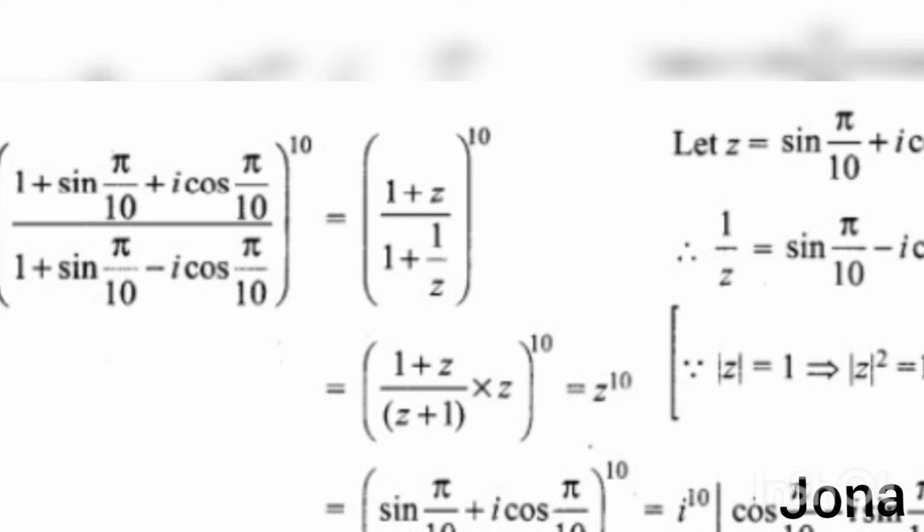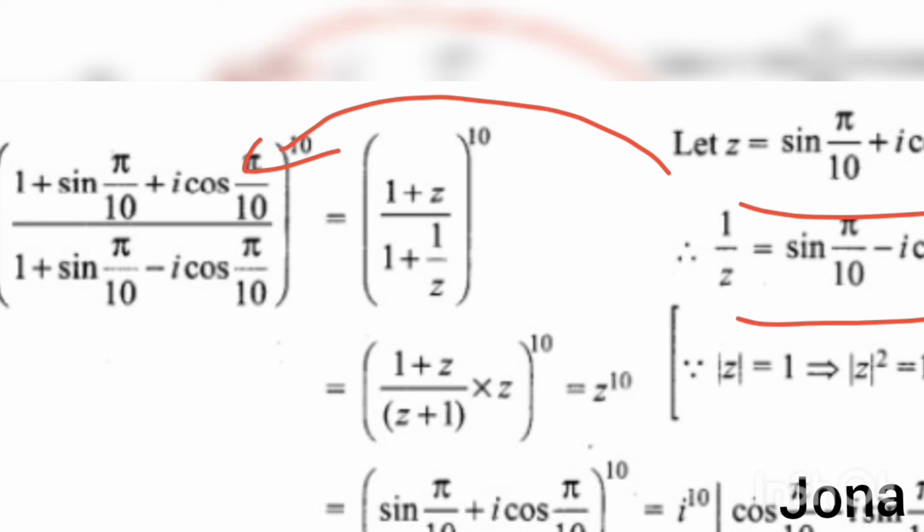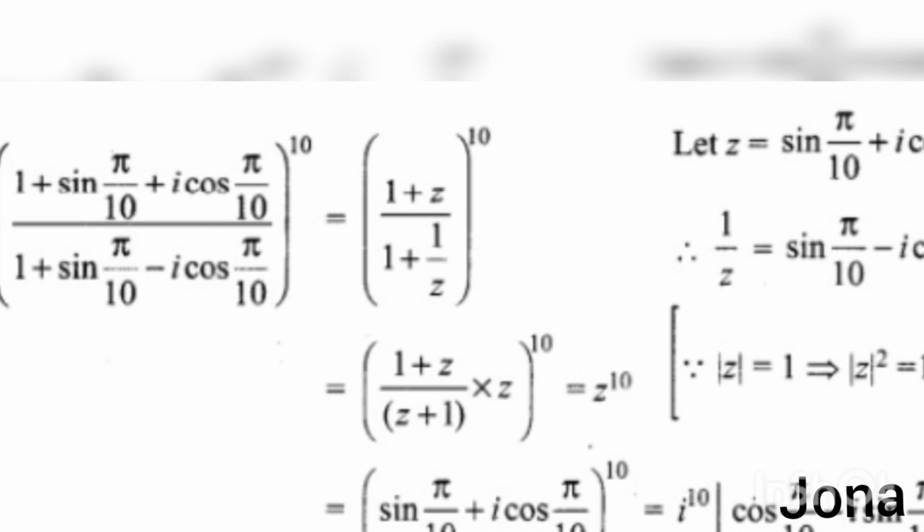Let me take this as z equal to sin pi by 10 plus i cos pi by 10, and 1 by z equal to sin pi by 10 minus i cos pi by 10. Let me substitute in the given problem here. So instead of this we can substitute z, and instead of this we can substitute 1 by z here.